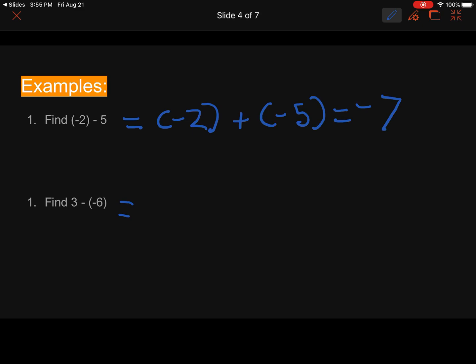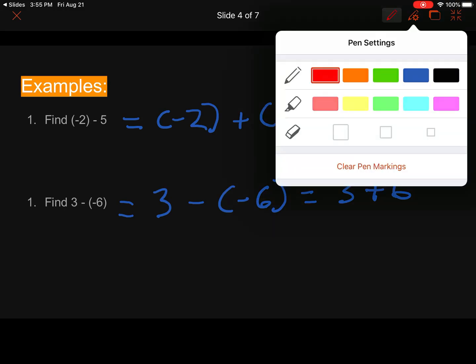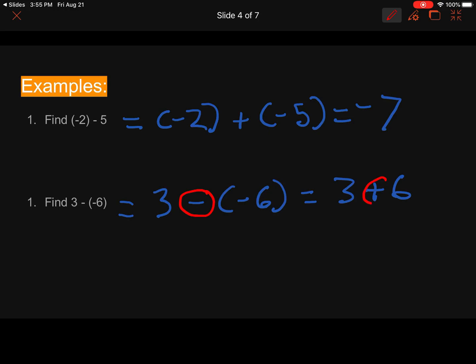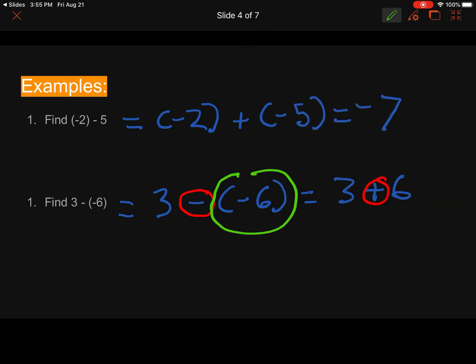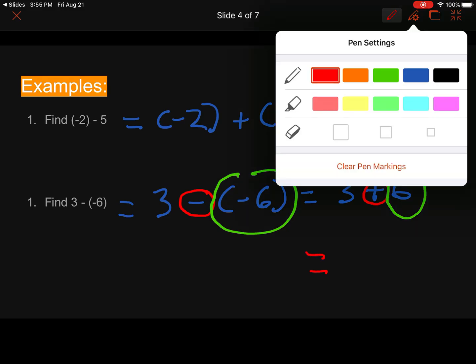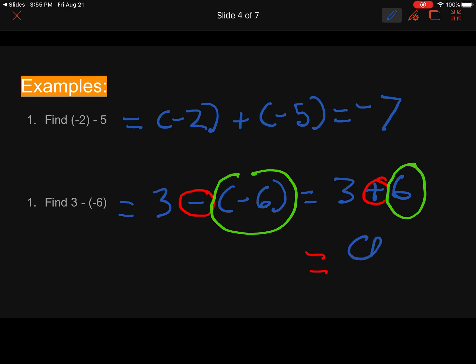Similarly, looking at this one, we will also be using opposite integers. So 3 minus -6 would be equal to 3 plus 6, because we are switching our negative sign and our positive sign to our opposite integers, or our additive inverses. Those are really both synonymous. And then we can see here that 3 plus 6 would be equal to 9.